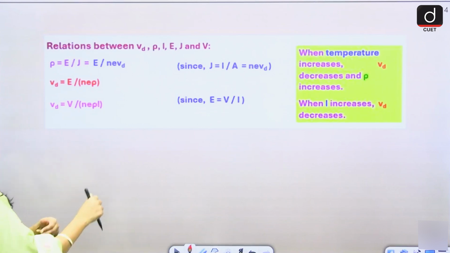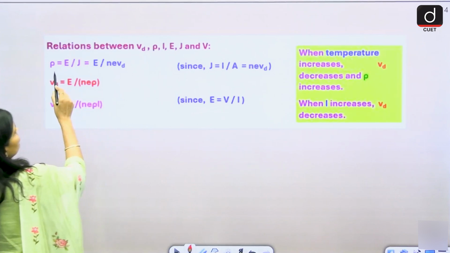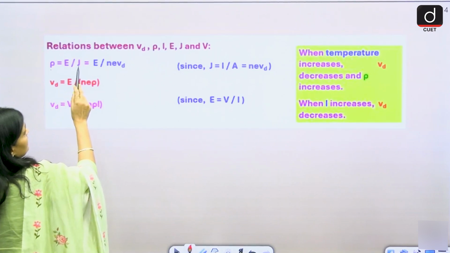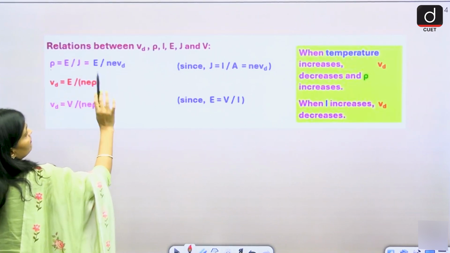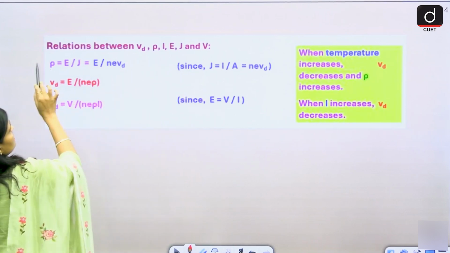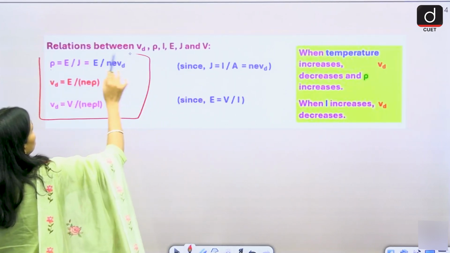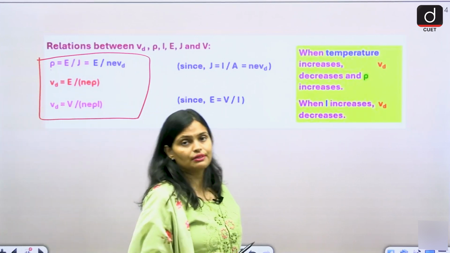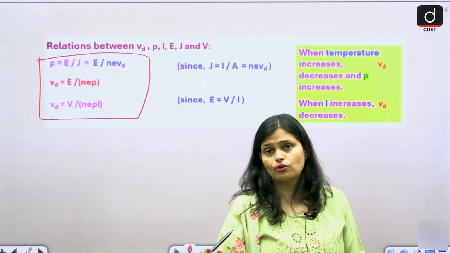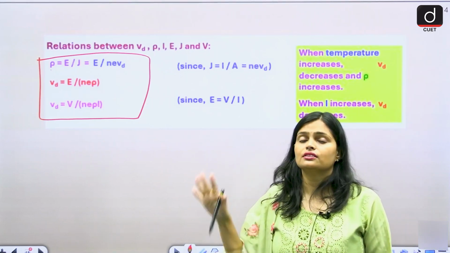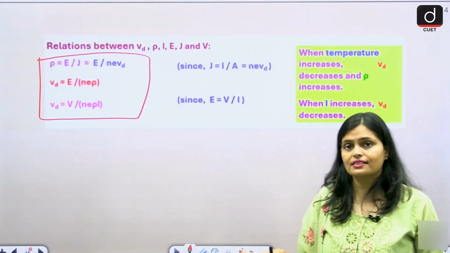Now the relationship between all these, see, we know that rho is equal to E by J, J is equal to n e vd. Why? Because J is equal to I by A, so we can calculate like this. Similarly, you have to note down these relationships. Directly with these relationships, you will get questions in your exam. So please note down all these formulas. Okay, we are not talking about the derivation part. Just try to write down the formulas here, right?